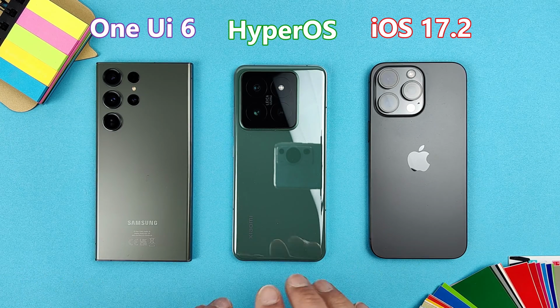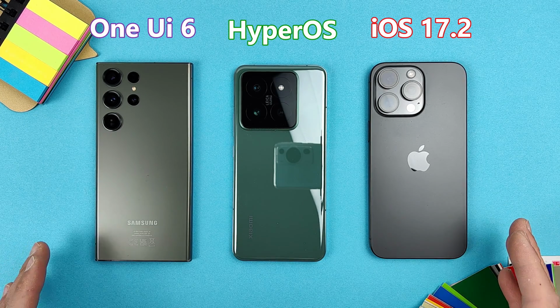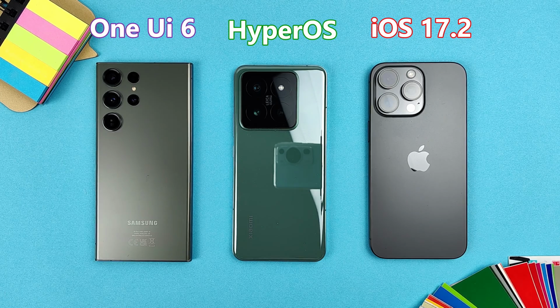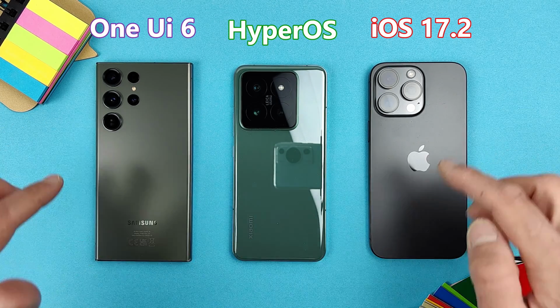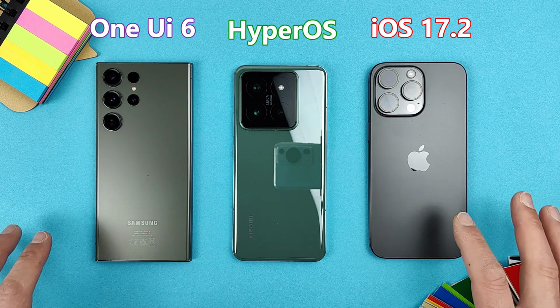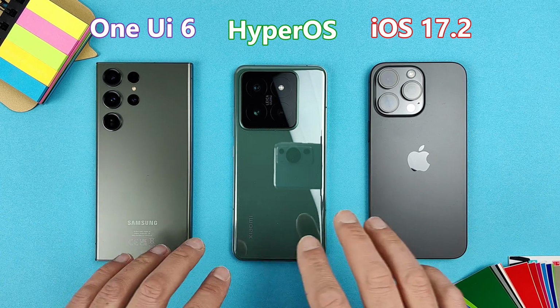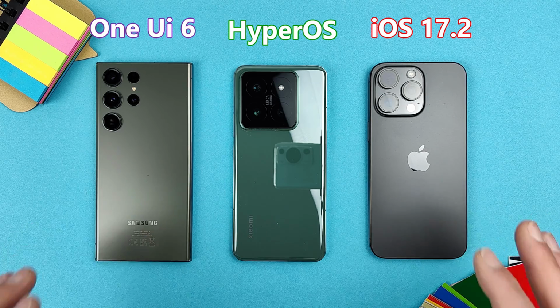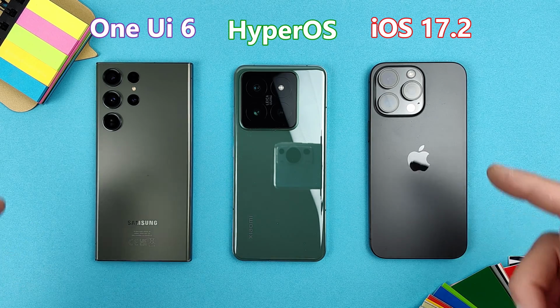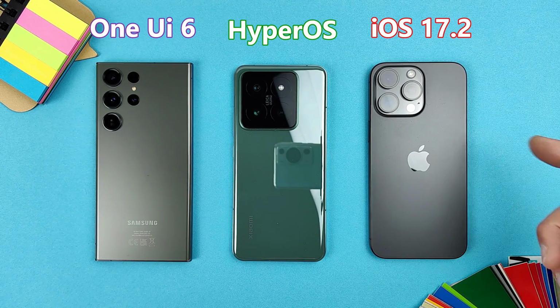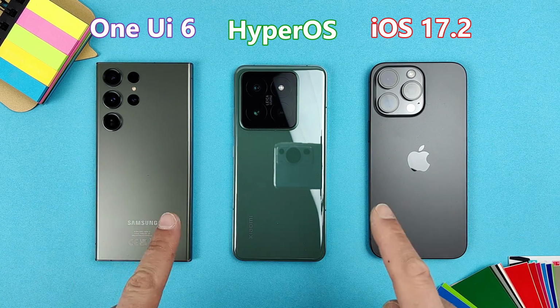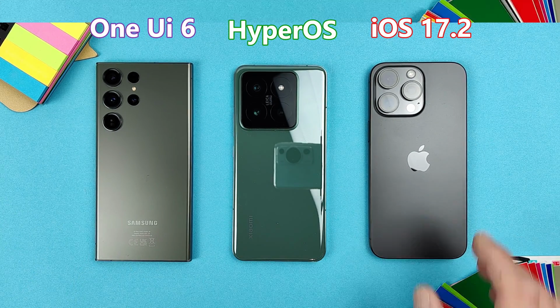And today we'll compare the animations of these three guys here, and of course, I will show at the end of the video, in slow motion, some of the apps opening and closing, so you can compare better which of these three UIs is better optimized, and most important, is there any frame drops here in One UI 6, HyperOS or iOS 17.2. Without further ado, let's move on.